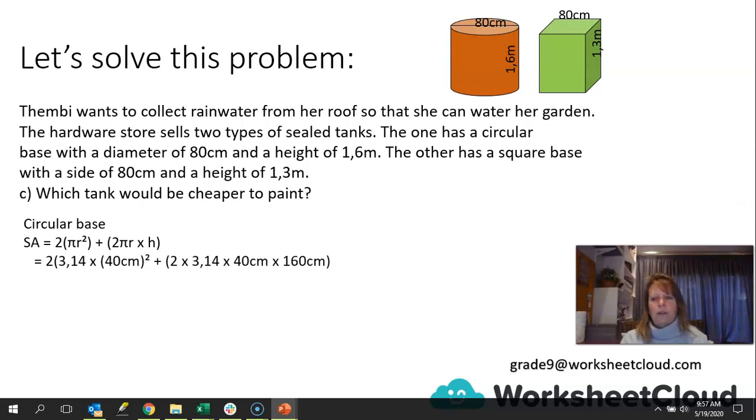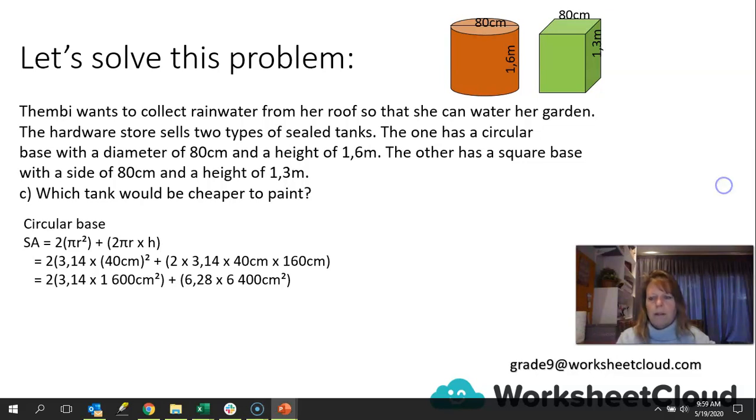So let's plug in everything. We're going to get 2 times 3,14, which is pi, times 40 centimeters squared first. And then we've got to add 2 times 3,14, which we know is 6,28, times 40 times 160. Okay, so here we're going to get 1,600 centimeters squared. And here it's 6,28 times 6,400, because it's the 40 centimeters times the 160 centimeters. So it's 6,400 centimeters squared.